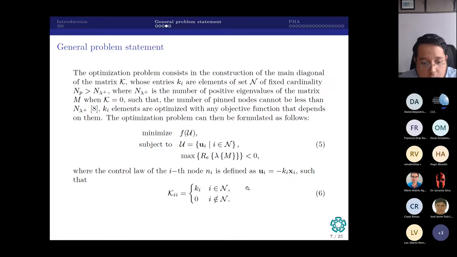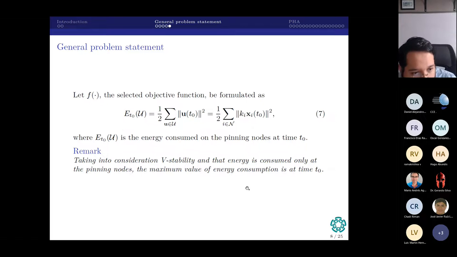For example, the objective function is formulated as the energy consumption on the pinning nodes. Taking into consideration the stability, the energy is consumed only at the pinning nodes. The maximum volume of energy consumption is obtained at T sub zero.